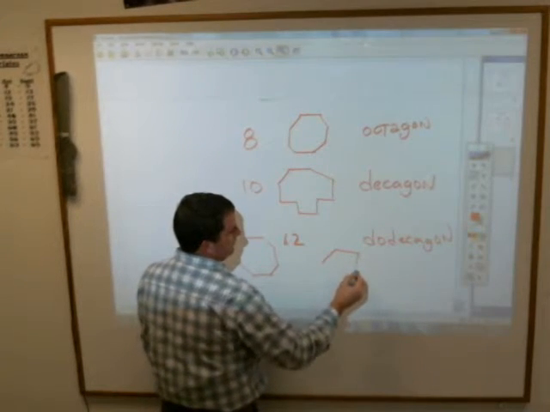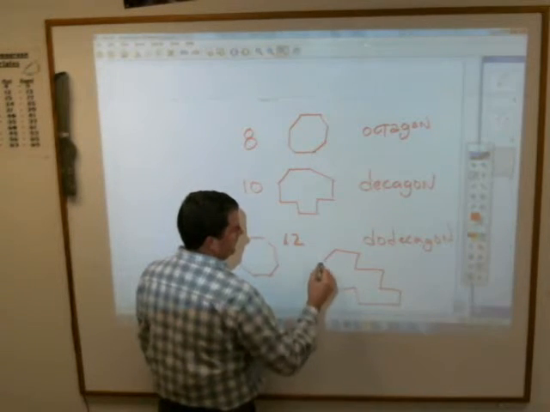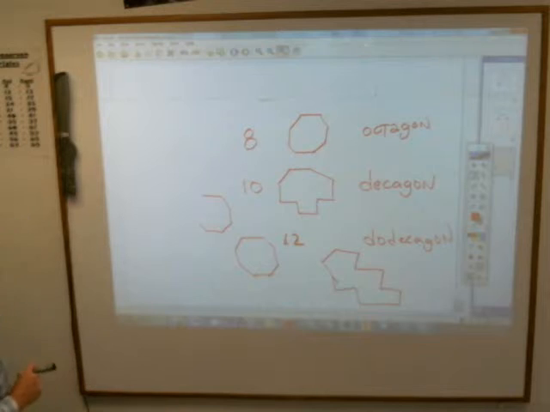I just call it a 12-sided shape. 1, 2, 3, 4, 5, 6, 7, 8, 9, 10, 11, 12. Oh yeah, it's on. Mine looks like a boot again.